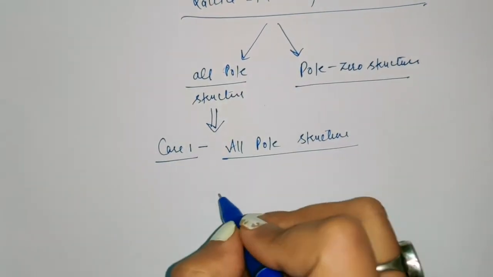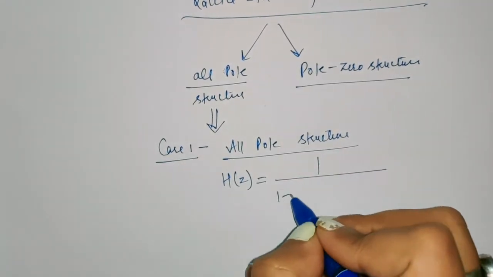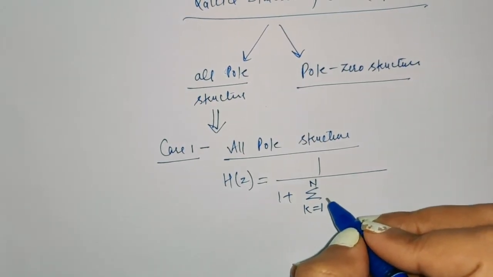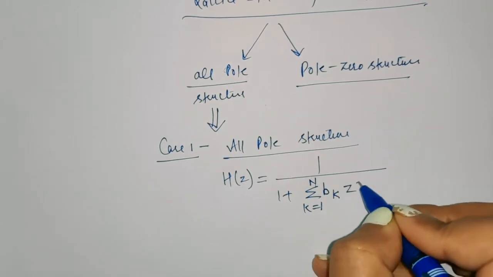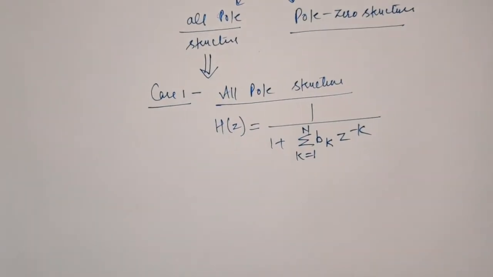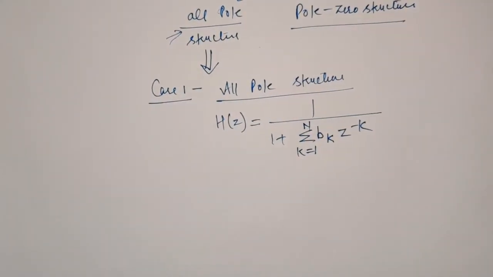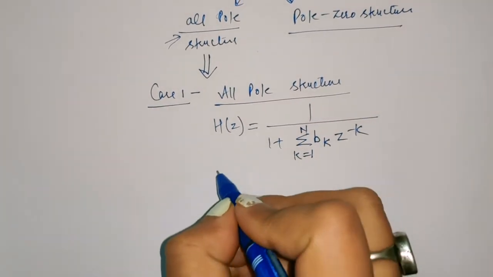In all pole structure, your transfer function would be like this. Hz now would become 1 upon 1 plus summation k equals 1 to n. In the previous case we took alpha. Here we can take b or beta, whatever you want, bk z minus k. So the only difference is that in FIR we were having the numerator term, in IIR we are having the denominator term in all pole structure, because here we don't have any zero, so we don't have any numerator term.